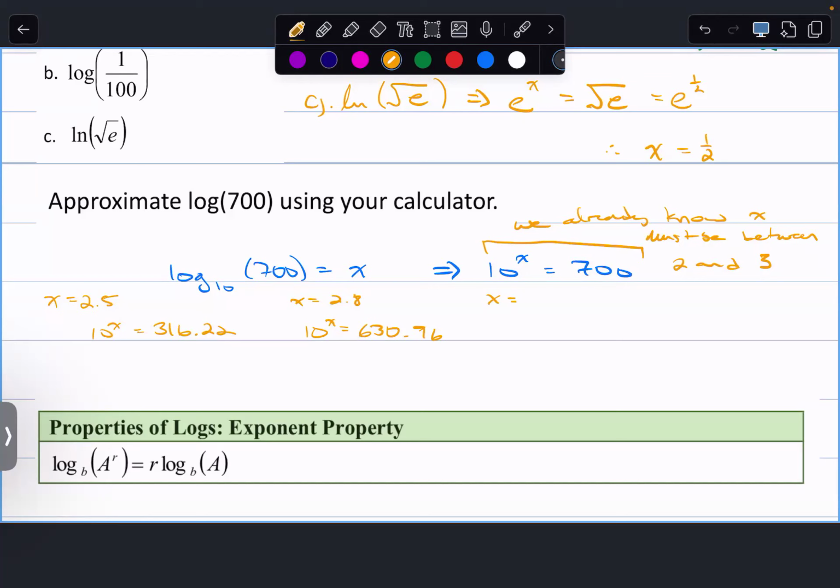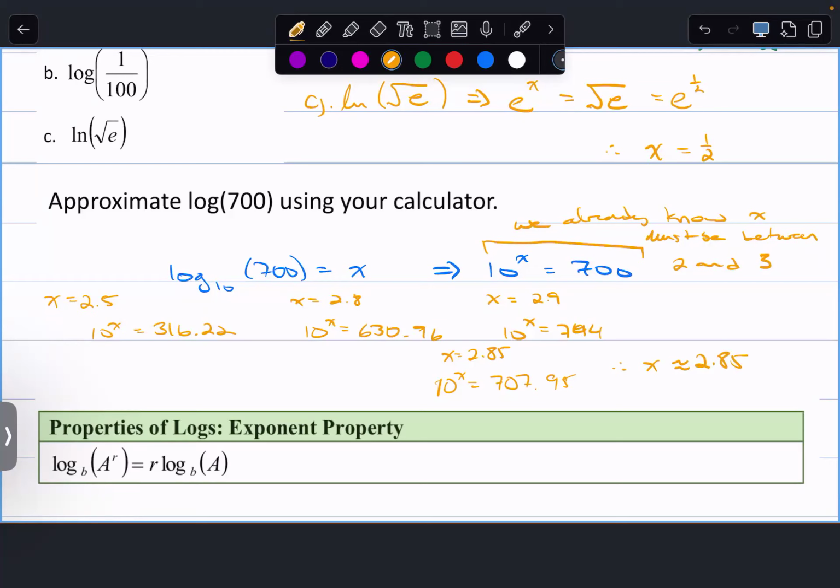What if I do 2.9? 10 to the power of 2.9. Uh-oh. Oh, 794. Too high. So then I go back to maybe x equals 2.85. 10 to the 2.85, 707, close enough. Therefore, x is roughly 2.85.